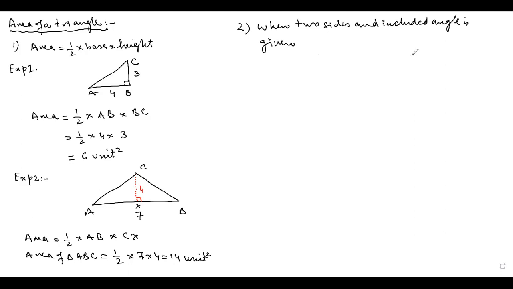The formula is half into A into B into sine C. If this one is a triangle ABC, this one is side B, this one is side A because this one is opposite to capital A, and this one is the angle C. If we have these three values A, B and C, then we can find out the area of the triangle with the help of this formula. Two sides and included angle.